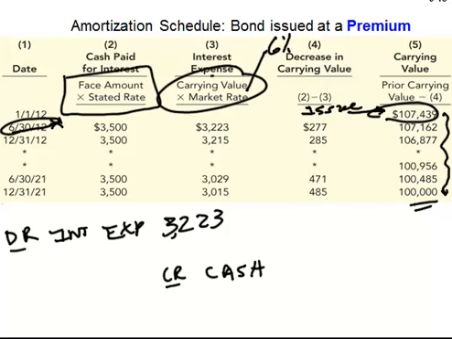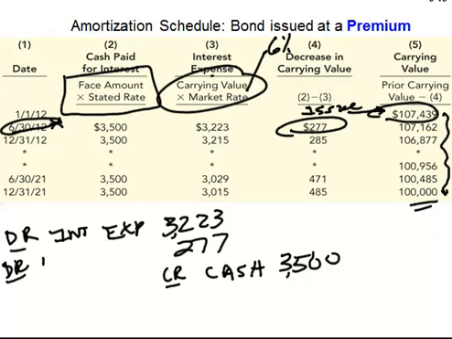Our cash paid is the $100,000 face value multiplied by the 7% stated rate. In this case, to balance our debits and credits, the difference is a debit. We're going to reduce the bond payable account.